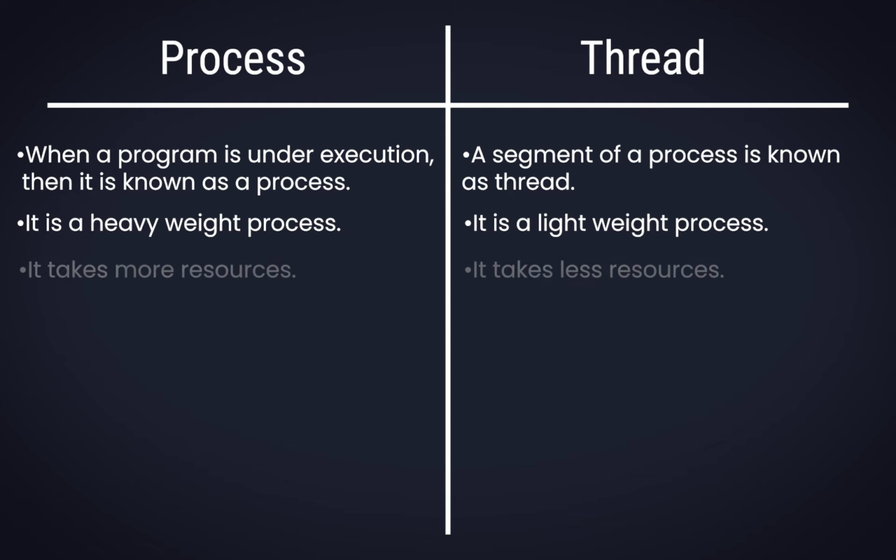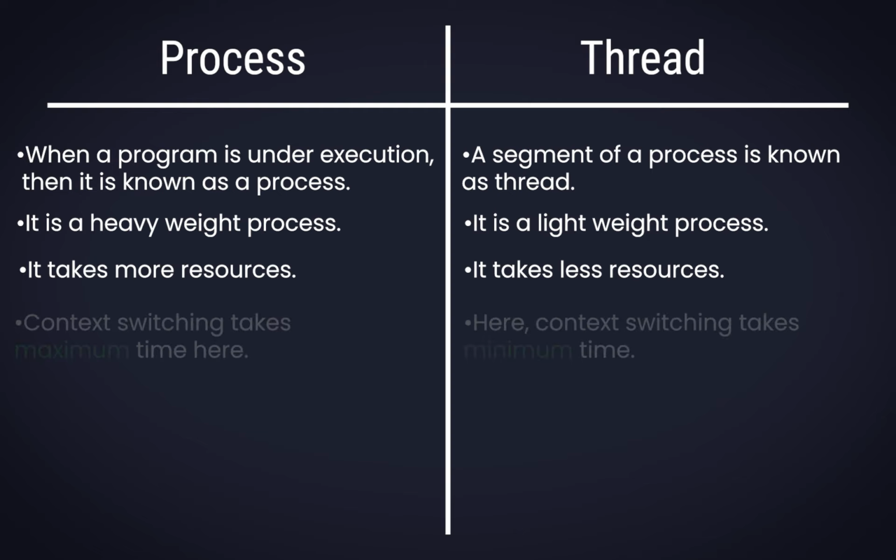Third thing is process takes more resources like memory usage. Each process has its own address space, which means that it has its own copy of the program code and data. This can lead to higher memory usage than threads, which can share memory with other threads in the same process.